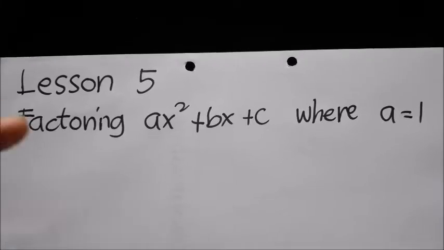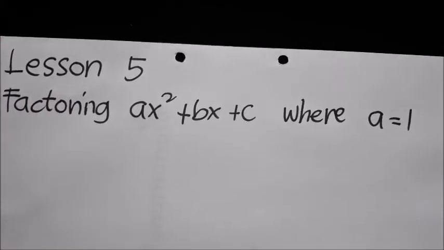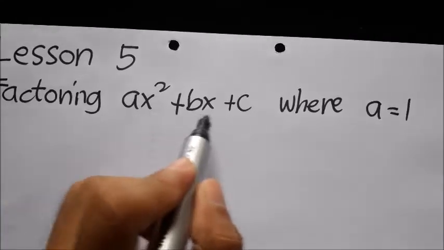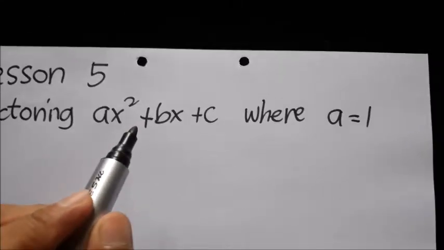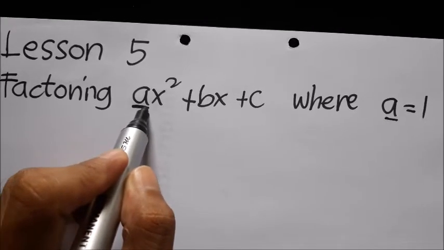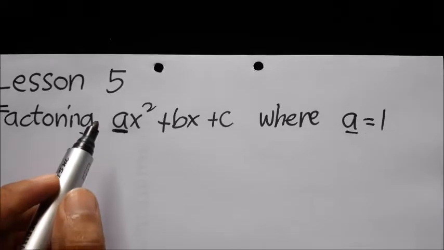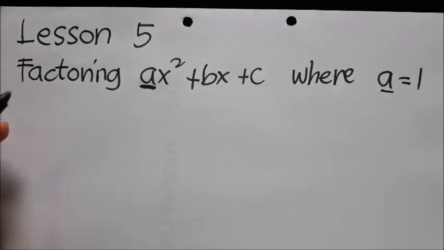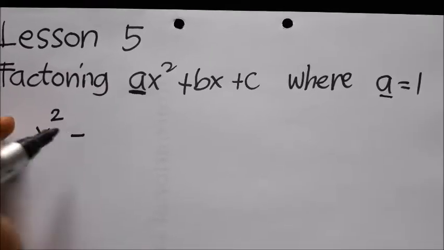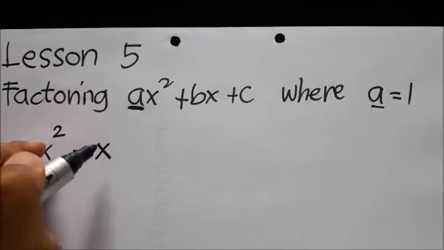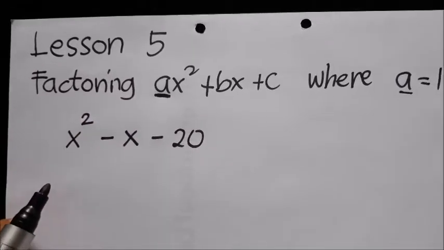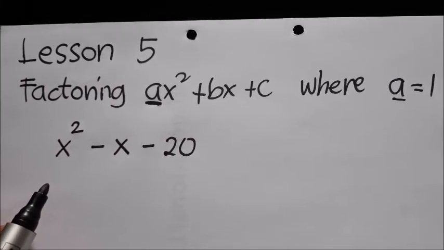So lesson 5, factoring ax squared plus bx plus c where a is equal to 1. So simply this is factoring trinomial. Trinomial, 3 terms kung saan yung value ng a or leading coefficient, yung number bago mag x squared, is equal to 1. Okay, example, we have x squared minus x minus 20.